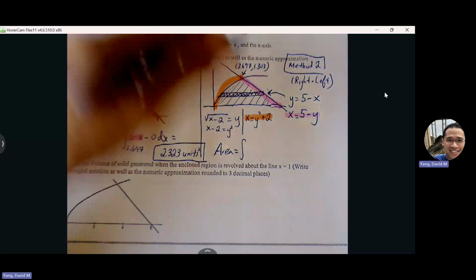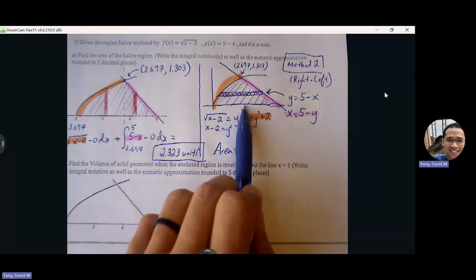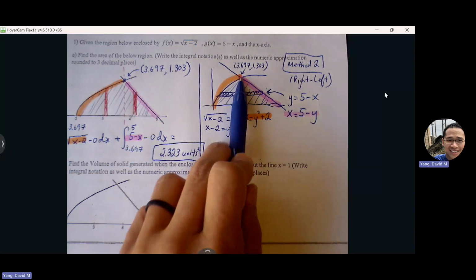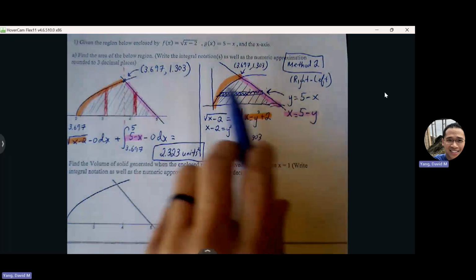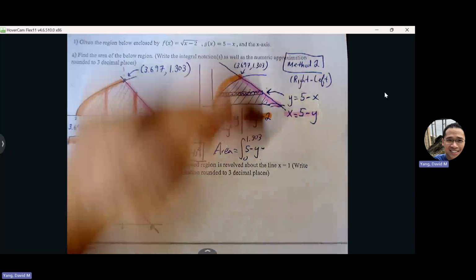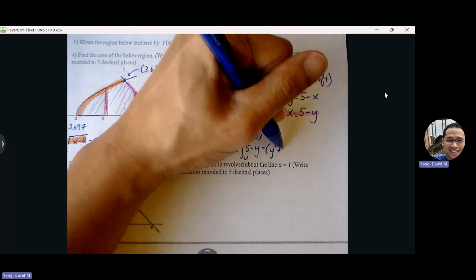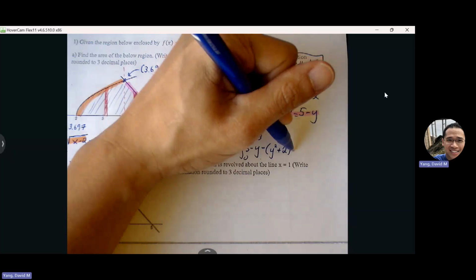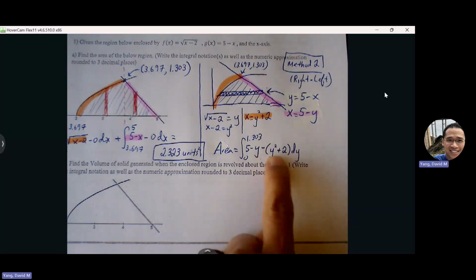Integral from the lowest to the highest y value, since we're stacking these rectangles from the lowest, which is our x-axis, all the way to that highest y value, which is 1.303. Right minus left, right endpoint is sitting on the linear, the 5 minus y. The left endpoint is sitting on the curve, the y squared plus 2. Put parentheses around the left function, so we don't forget to distribute the negative through.